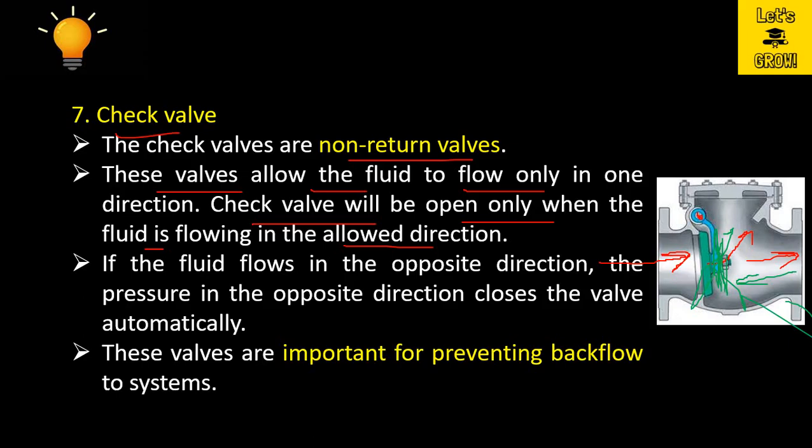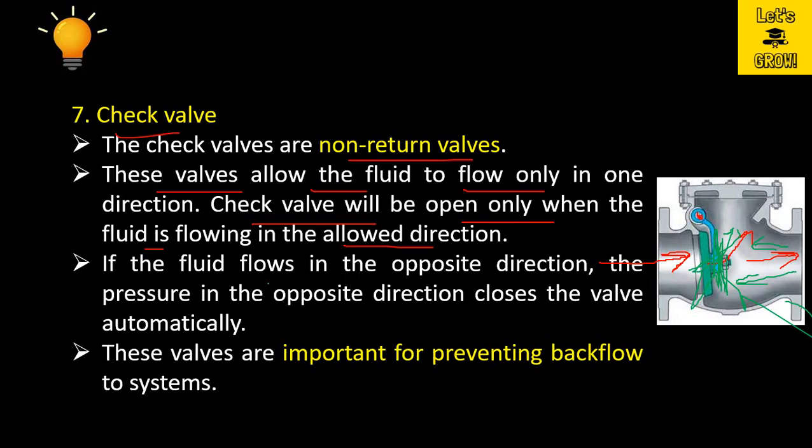Whenever fluid flows in this particular direction, the pressure of water will apply here, and this obstruction will move like this, and it will stop the flow of fluid, correct? So this type of mechanism is available in the check valve, which allows the flow of fluid in only one direction. That is why these check valves are called non-return valves.